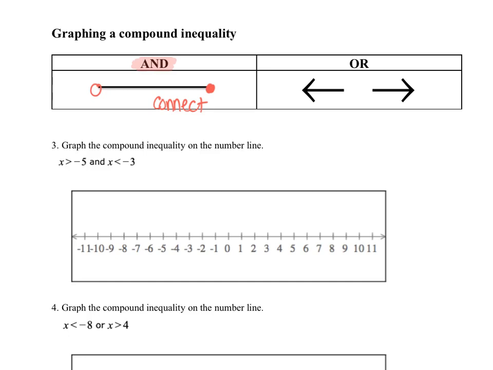Ors, on the other hand, if you see the word or, are going to have, again, either open or closed dots at these endpoints, and then they're going to go in opposite directions.